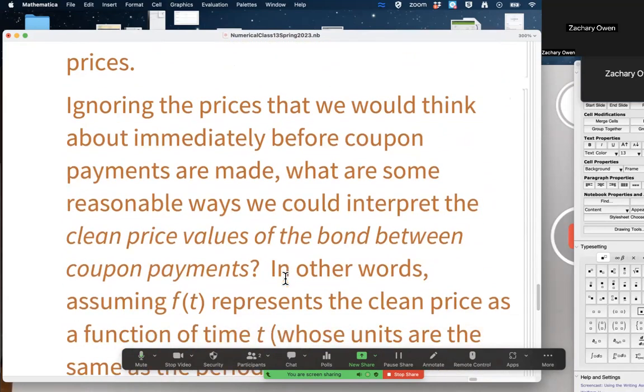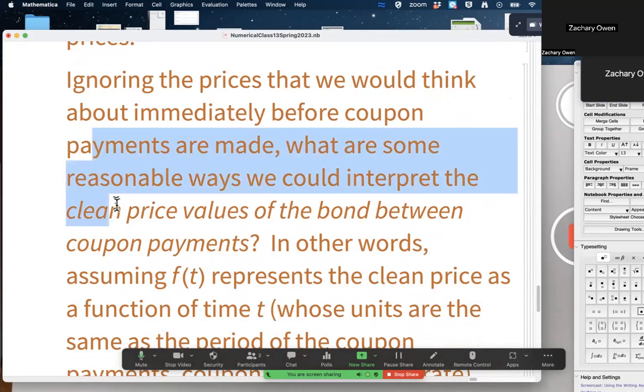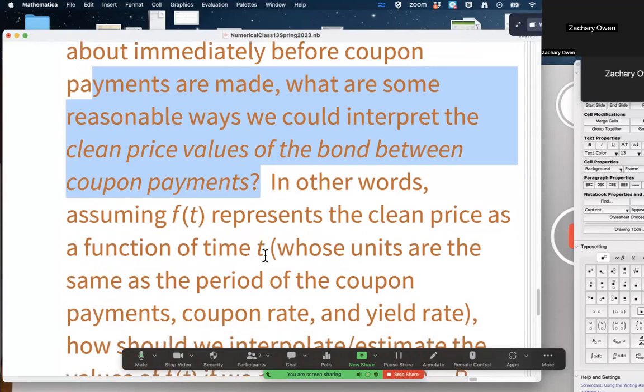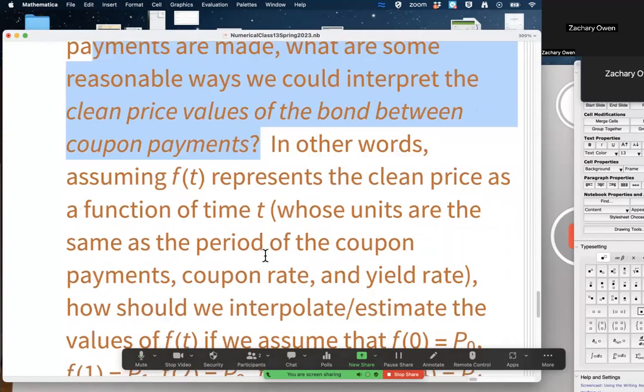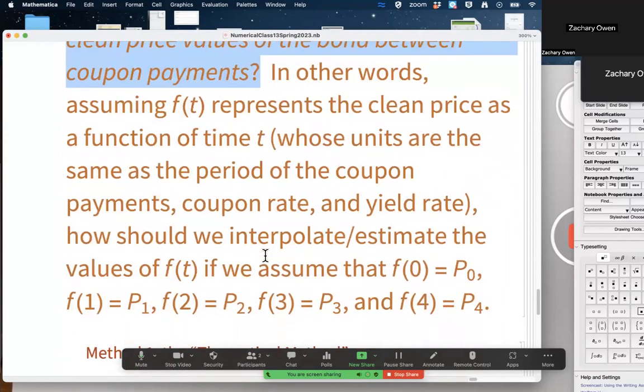What is our goal now? Our goal is to come up with reasonable ways to interpret clean price values or book values between coupon payments. If payments were every year, half years or quarter years or 1 month or whatever, can we do some accounting effectively in between? Yes, and it's interpolation, but it's not the same kind of interpolation we were doing earlier today. I'm not going to do Lagrange polynomials. It's formulas. It's just for the purposes of informing you about some applications of interpolation.